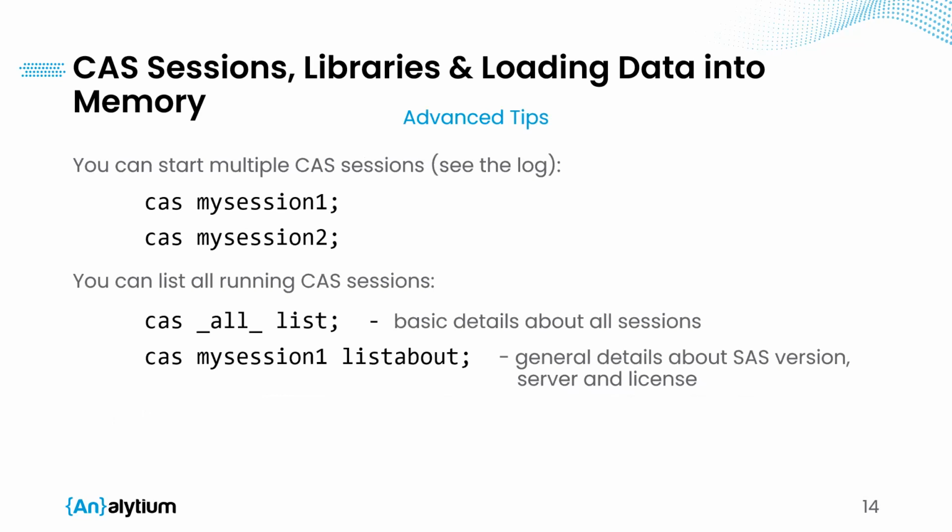You can also start multiple CAS sessions. So that one there has got CAS my session 1, my session 2. That's how it'll start your 2 CAS sessions. Obviously, you can put options on each of them. You can list all your running CAS sessions with the _all_ and list statement in the CAS statement. And there's a list about, which gives you general details about SAS versions, servers, and licenses.